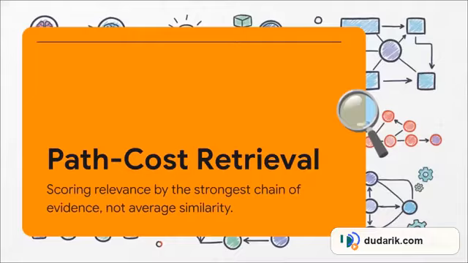Which brings us to the formal definition. Path cost retrieval is the process of scoring relevance based on the strongest chain of evidence connecting a query to an answer.